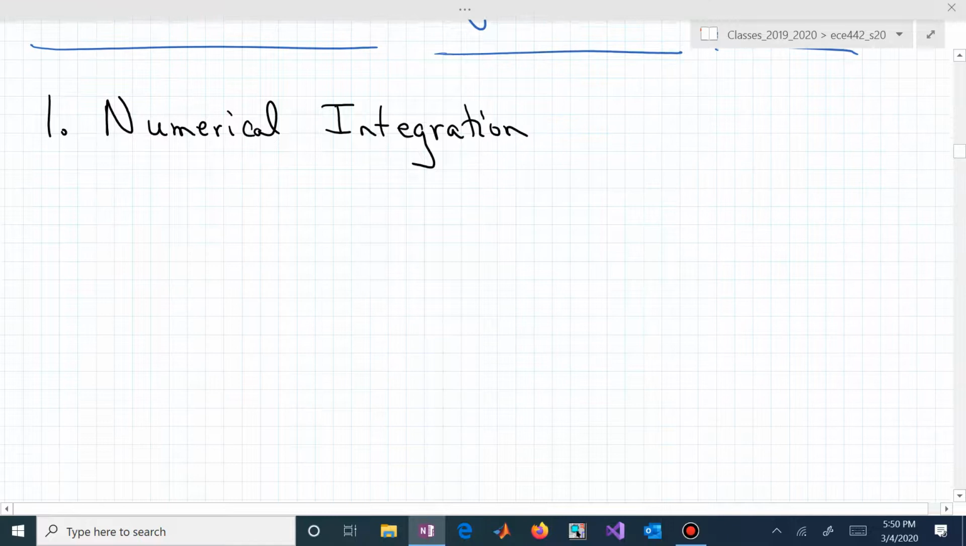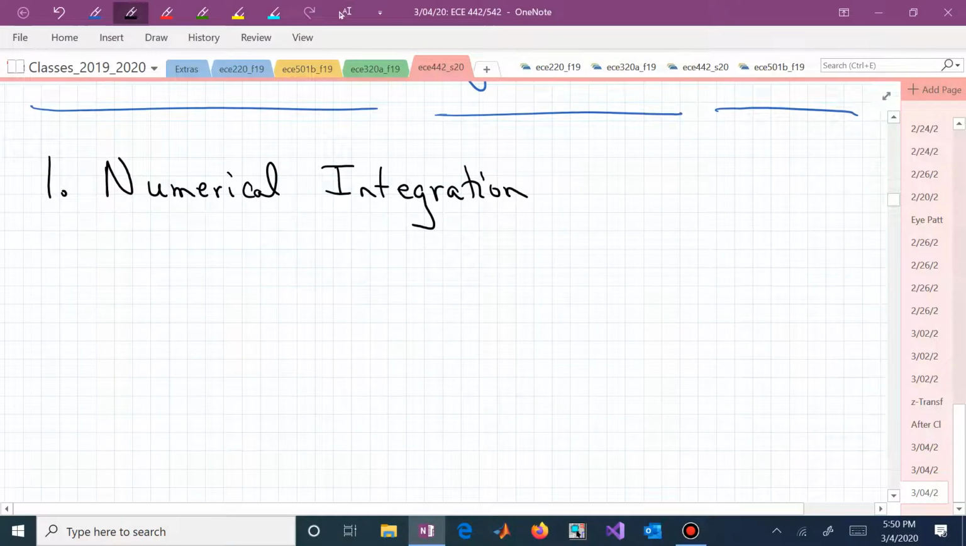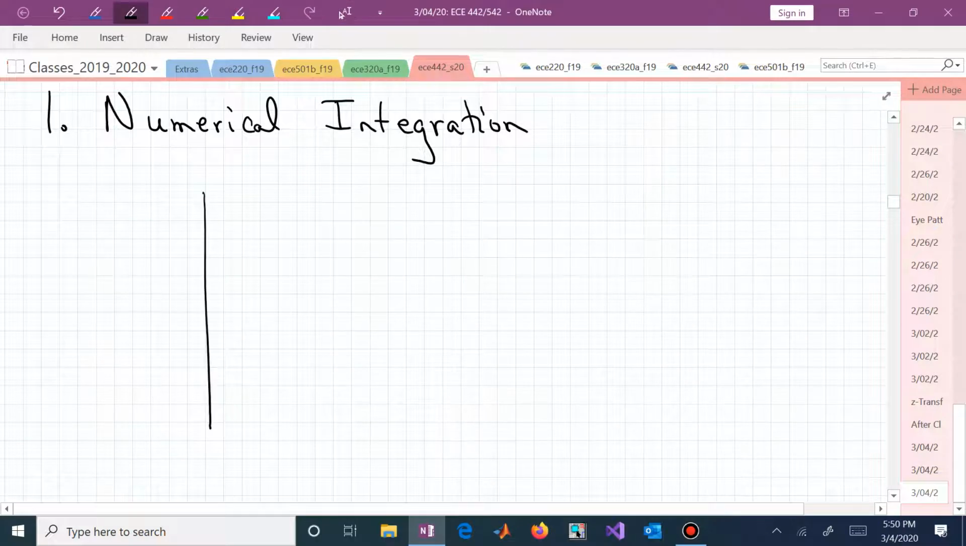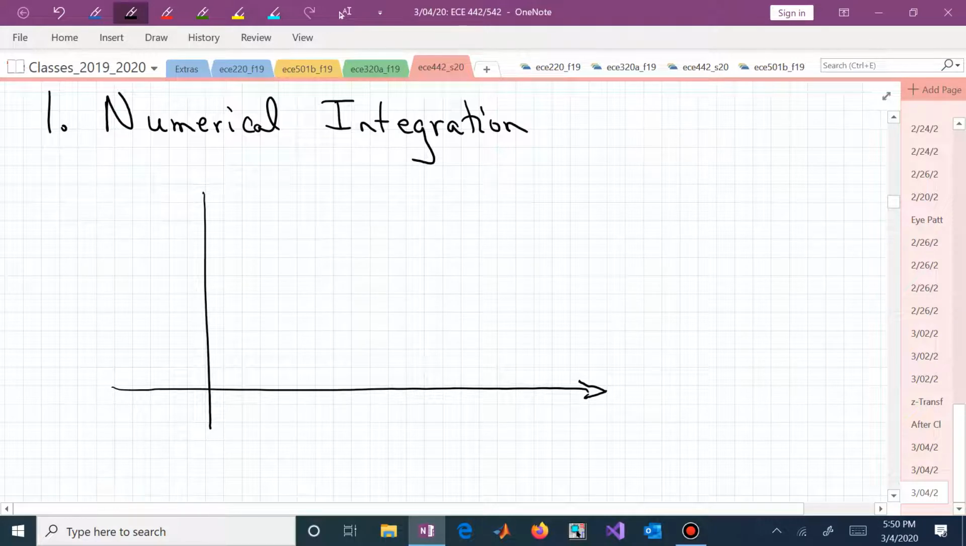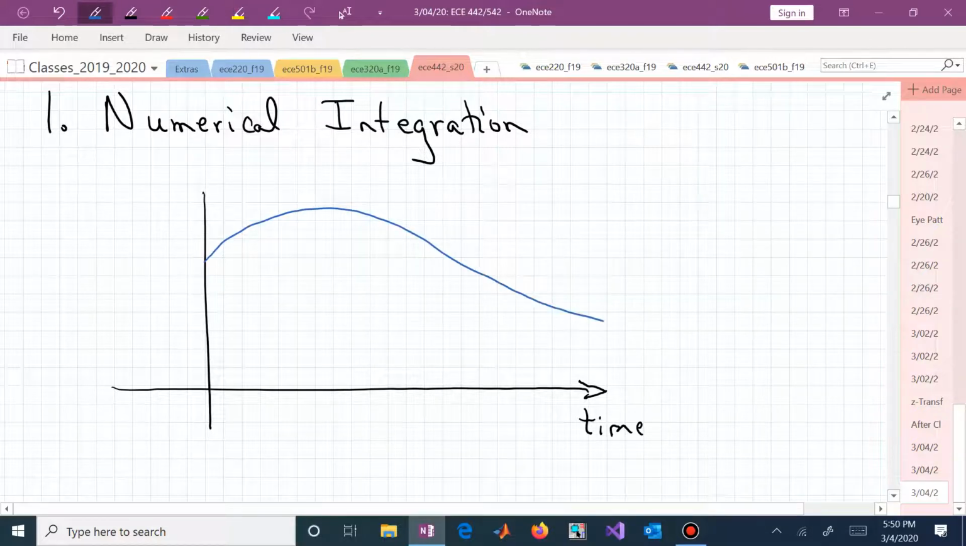So what are we doing? In numerical integration, this is what we have. We now are doing exactly what the description says. We're trying to integrate numerically. Here is our time axis, and let's just draw a curve, and we'll call that curve x of t.